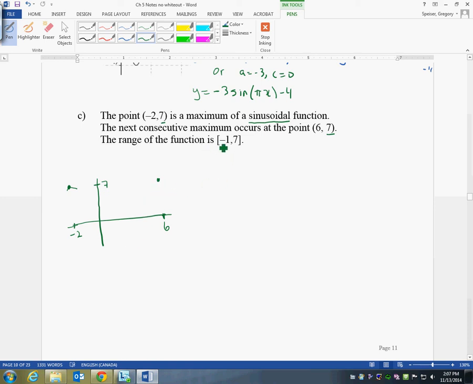The range of the function, so the range is all the possible y values, the smallest that the y value gets is -1, and the highest it gets is 7. So I don't know exactly what it's going to look like, but halfway in between, it's going to be at this minimum, right? So it's going to be something like this of a shape. Okay, put little arrows on there as well.